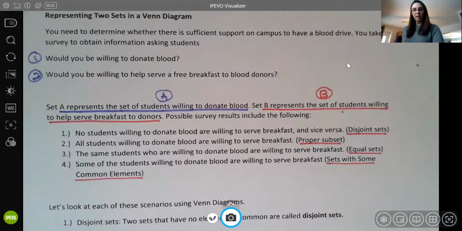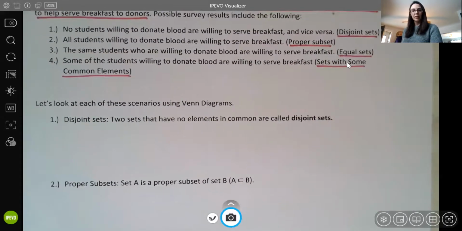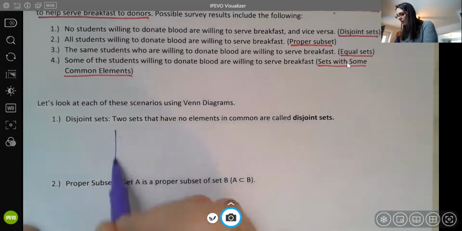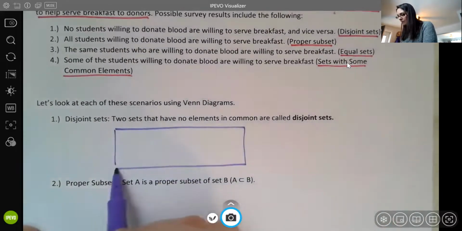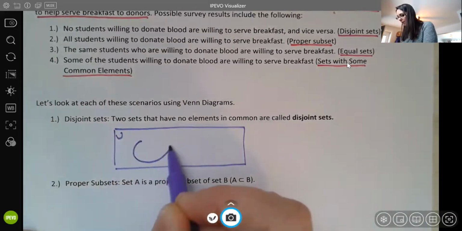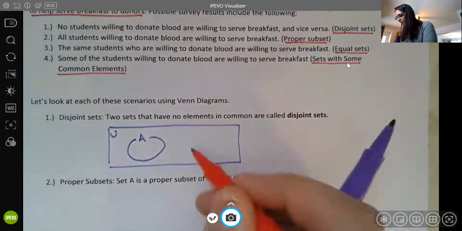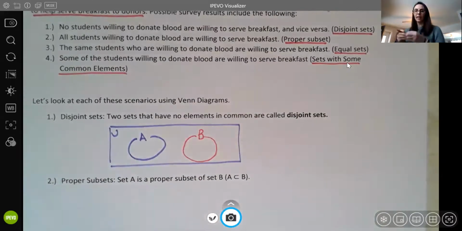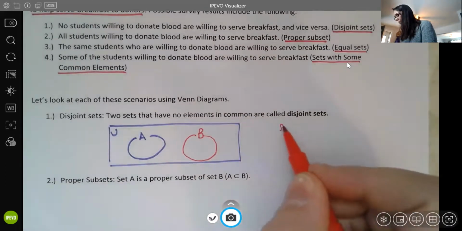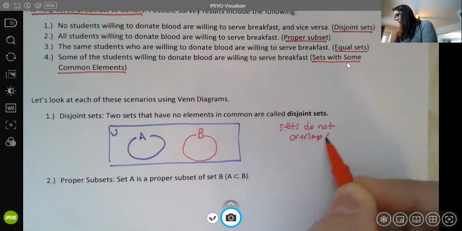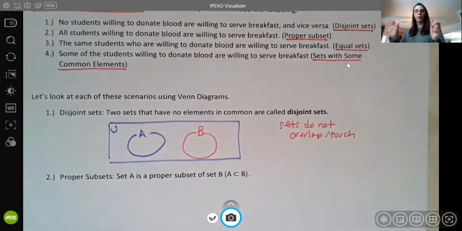All right, now let's look at what these pictures look like. In the first case, you have disjoint sets. They're two sets that have absolutely nothing in common. So what happens with your Venn diagram is you have your universal set here. And then you have set A and you have set B. And those sets are not going to intersect or overlap at all. So they're totally disjoint, like two totally separate things.